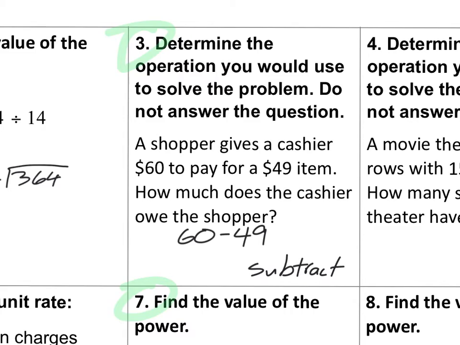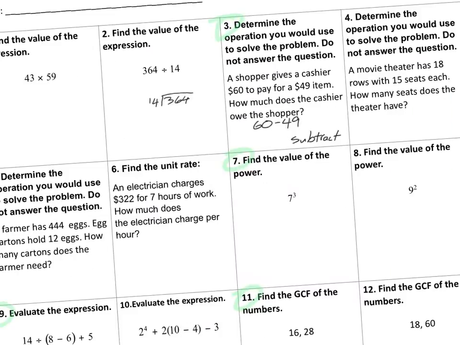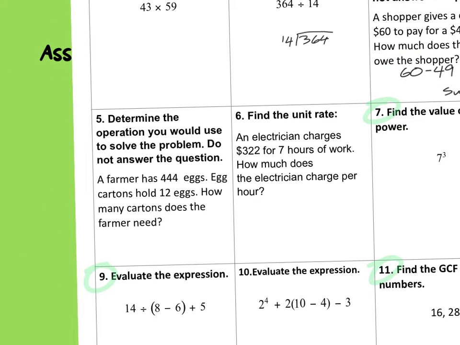So that's how you do number 3 and number 4. Number 5, determine the operation you would use to solve the problem. Kind of the same thing. What are you going to use there? Add, subtract, multiply, or divide. Number 6, unit rate. Whenever we hear unit rate, we're dividing.